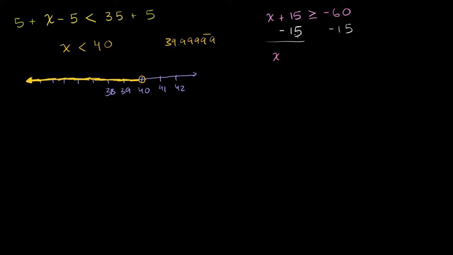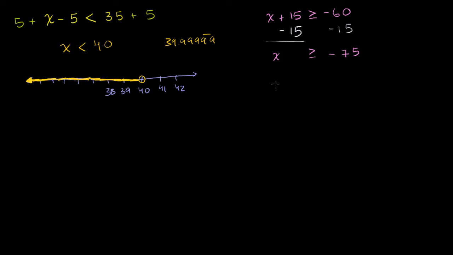Because obviously you have 15 minus 15. That just cancels out. And you get x is greater than or equal to negative 60 minus 15, which is negative 75. If something is greater than or equal to something else, if I take 15 away from this and from that, the greater than or equal sign will still apply. So our solution is x is greater than or equal to negative 75.